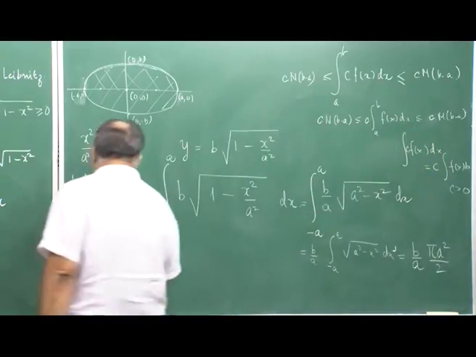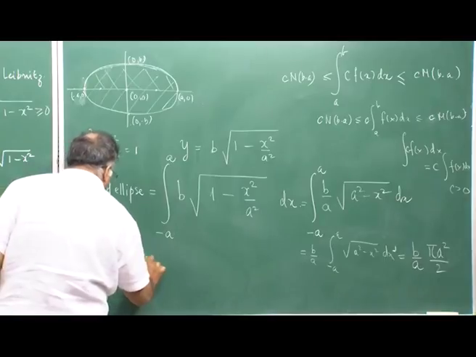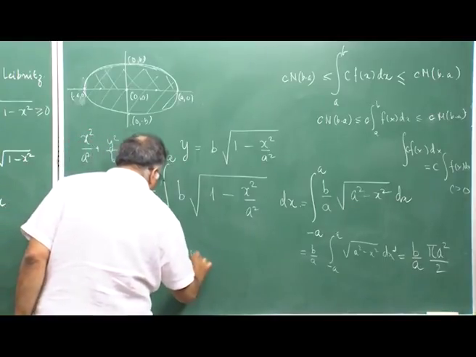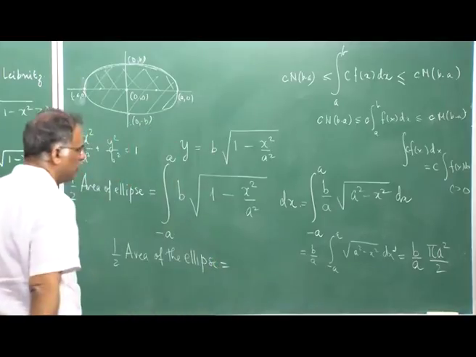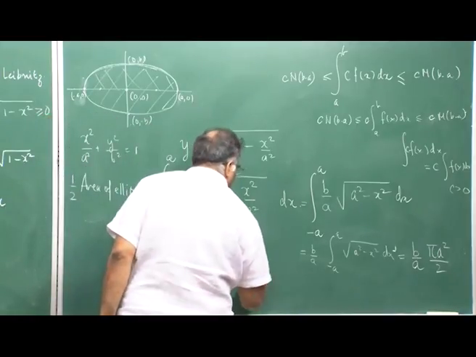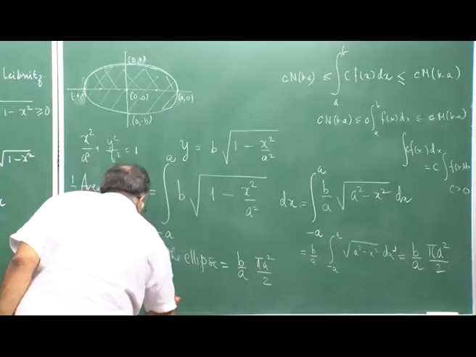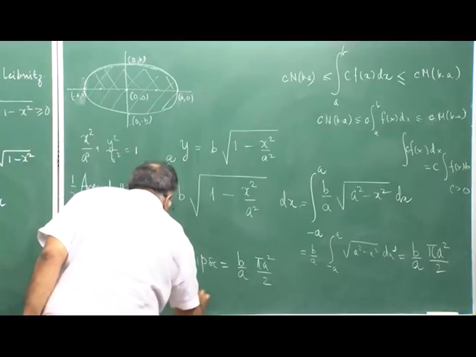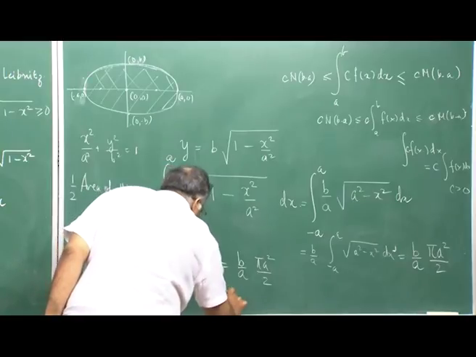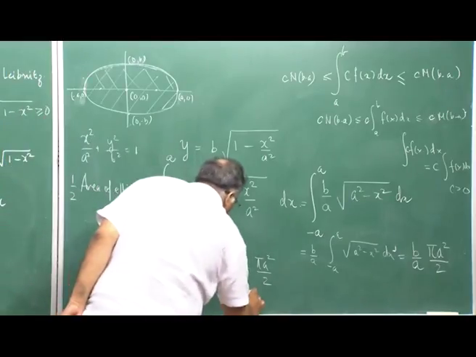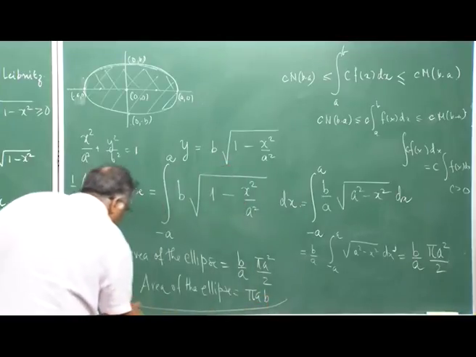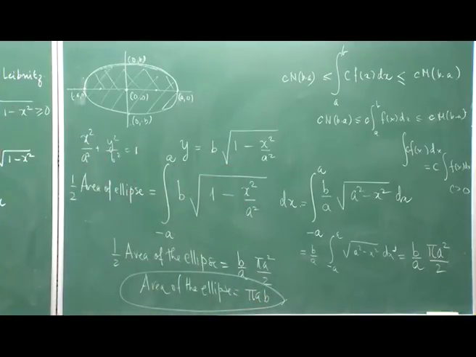So, half of the area of the ellipse is equal to B by A into pi A square by 2. So, A cancels because these are positive numbers, and the area of the ellipse is simply pi AB. See, you have done everything without any effort, and this is where the beauty of mathematics lies, that a lot of things, if you view them in the right way, can be done without effort.